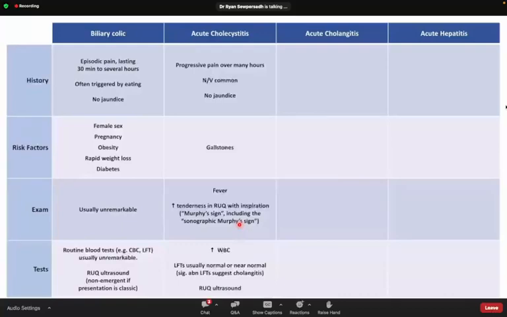There's also something called the sonographic Murphy's sign, in which pain is worse with inspiration when the pressure is applied to the right upper quadrant with an ultrasound probe at the exact location of the gallbladder, since the examiner can directly see it on the screen. Now, the sonographic Murphy's is thought to be somewhat more specific than the classic clinical Murphy's, right?